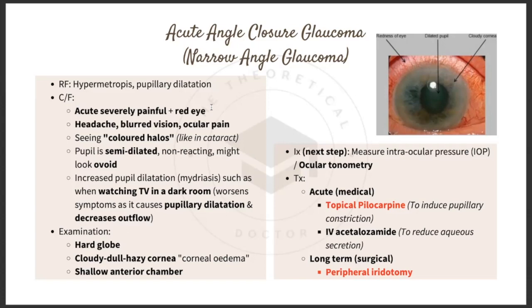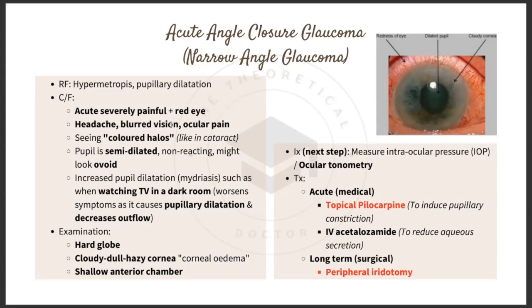Clinical features: the patient would come in with an acute severely painful eye and also red eye, as you can see here. There may be headache associated with the increased IOP, blurred vision, and also ocular pain. Okay, they will be seeing colored halos just like in cataract. The pupils would be semi-dilated, non-reacting, and might look ovoid, as you can see here.